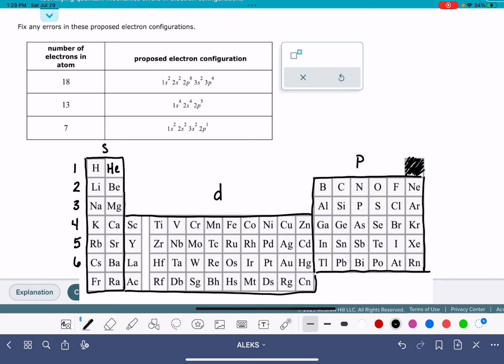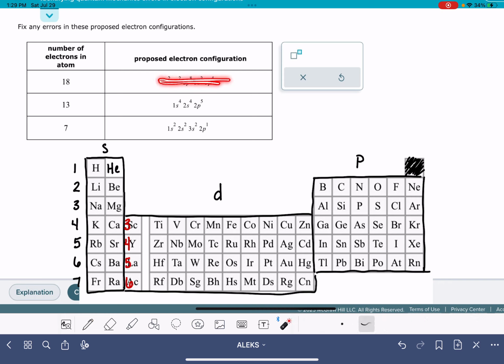And then there is one slight exception. When we're filling the d block, the principal quantum number is behind by 1. So this is row number 4, and when we're filling the d block, this is going to be principal quantum number 3, and this is going to be principal quantum number 4, 5, and 6.